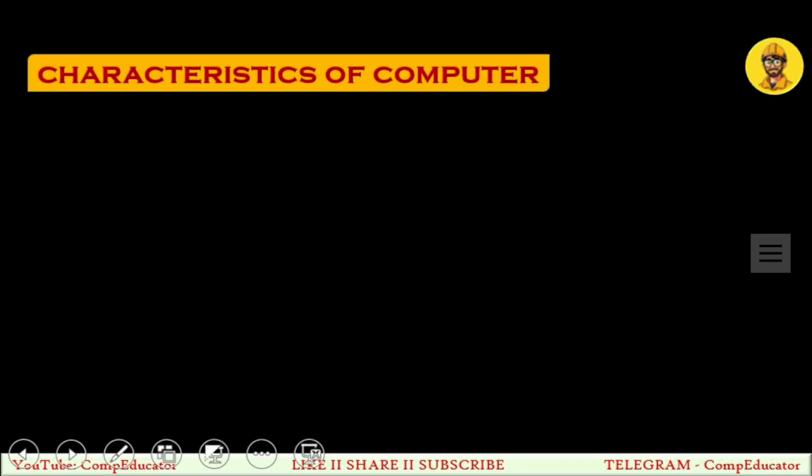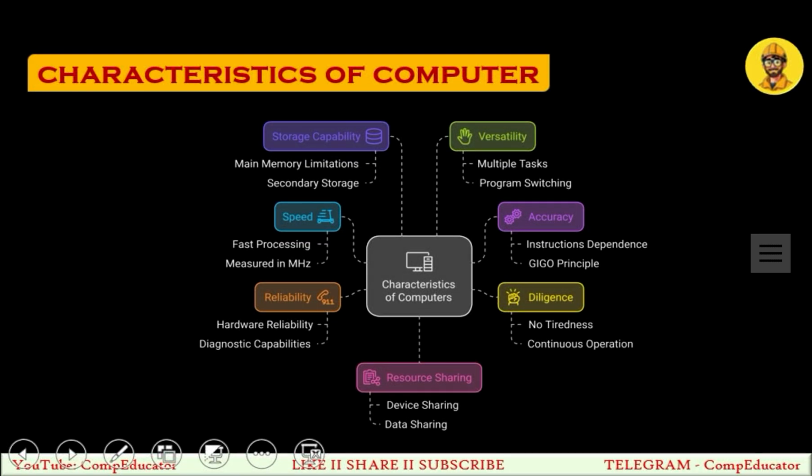So let's discuss some other factors. Let's discuss the characteristics of a computer. So what are the characteristics of a computer? There are mainly 5 to 6 important characteristics. For example, the storage capacity, the speed, the reliability, the resource sharing, the accuracy, the versatility, and the delicacy. These are some common characteristics of a computer. So let's discuss them.